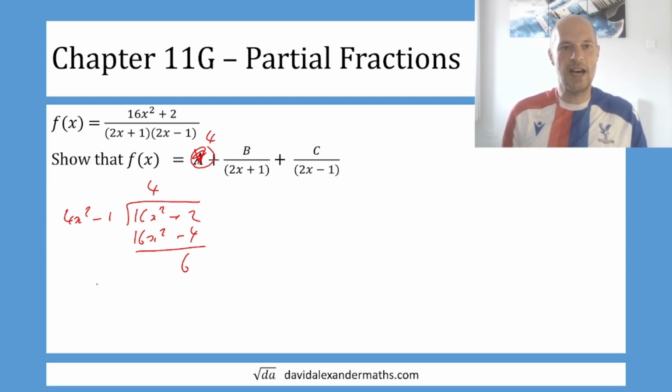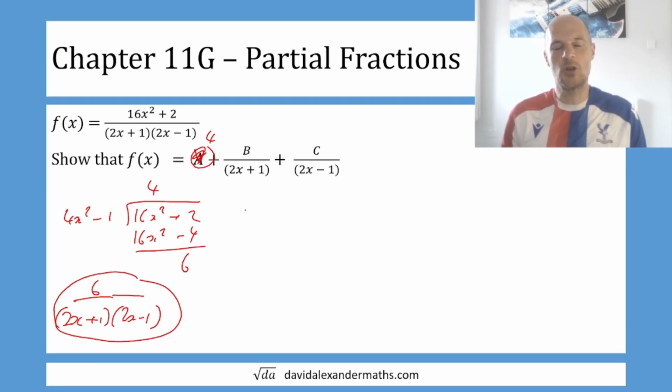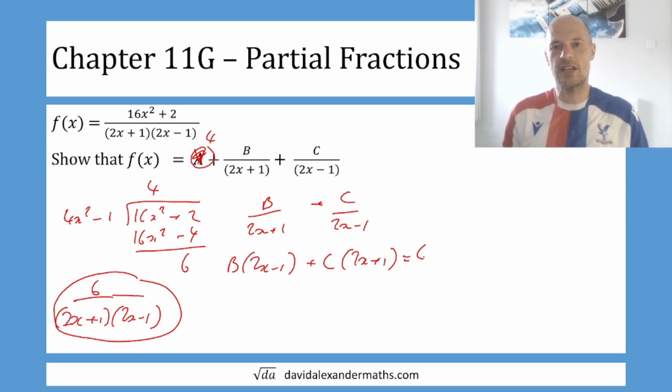So what we have is 6 over 4x squared minus 1, or 4 over 2x plus 1, 2x minus 1. So what I'm going to do is turn this into partial fractions. Normally I'd use a and b, but because in the questions we've got b and c, I'll use b and c. So that's going to be b over 2x plus 1 plus c over 2x minus 1. So what we can say is that b lots of 2x minus 1 plus c lots of 2x plus 1 equals 6.